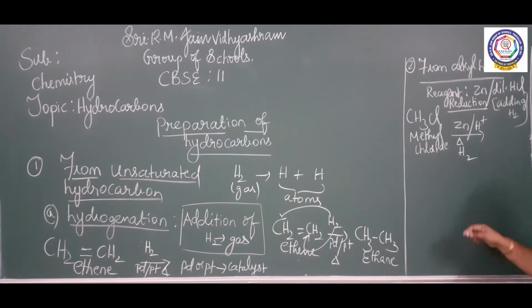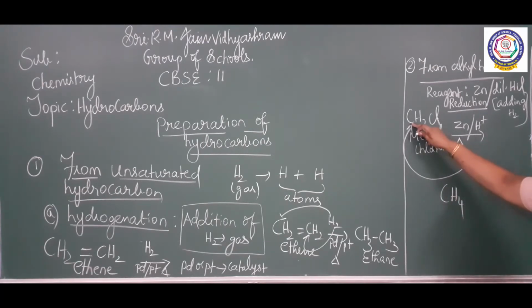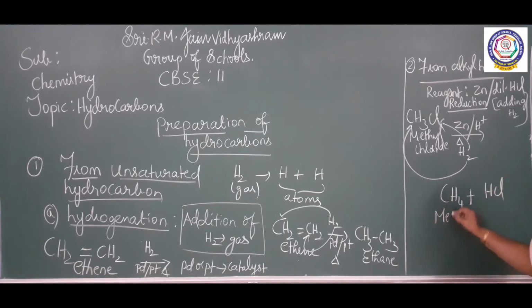So what is happening here? What compound will you get? One hydrogen is removed and added here. So what will you get? CH4. Out of two hydrogen atoms, one hydrogen is added to the carbon of the methyl group. It becomes CH4. One more hydrogen is added to Cl. What will you get? HCl. So you will get methane with the liberation of hydrogen chloride gas.